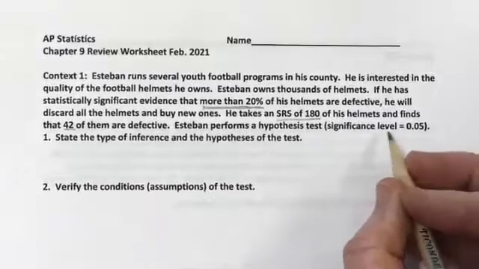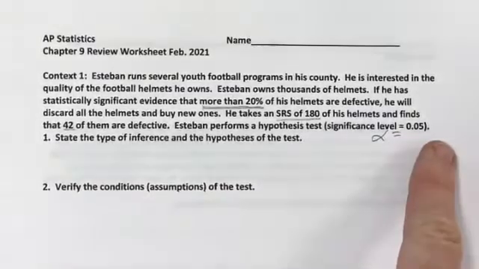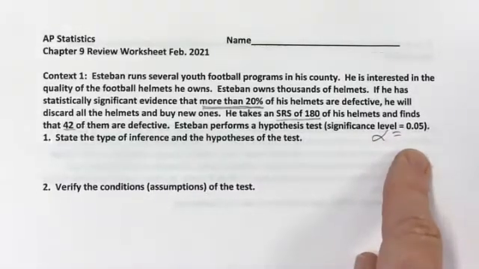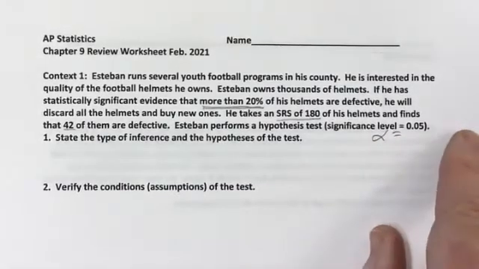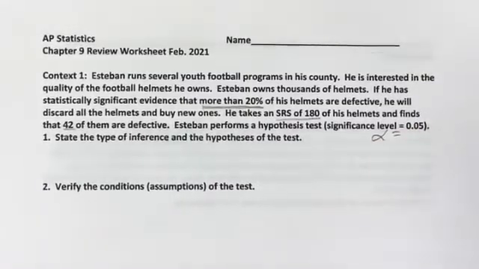Significance level, that means alpha. So alpha is 0.05. So in other words, when we find our p-value, if our p-value is below 0.05, we'll reject the null and have convincing evidence for the alternative. If it's above 0.05, we fail to reject the null and do not have convincing evidence for the alternative.